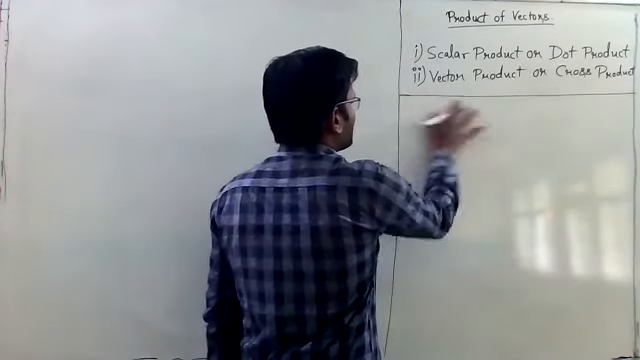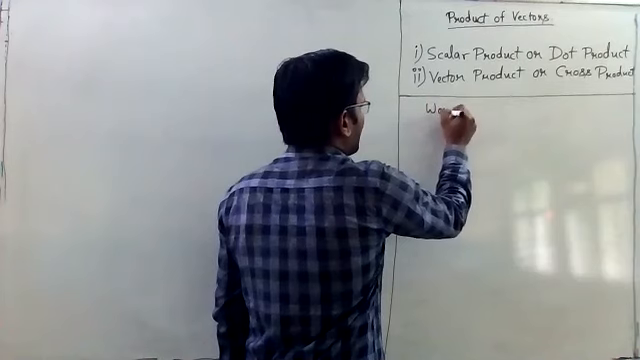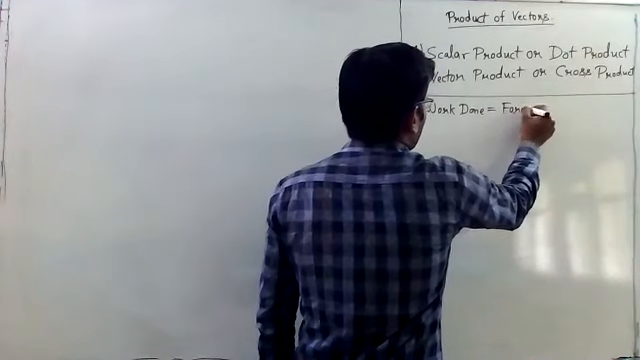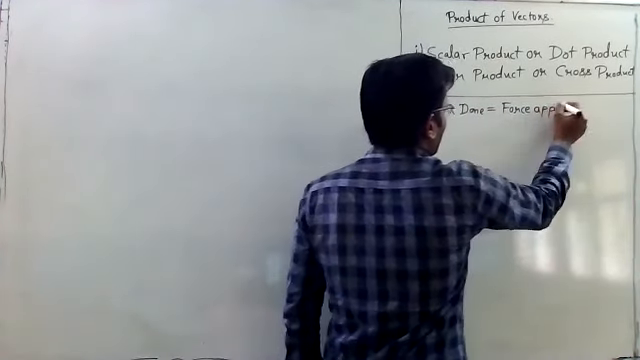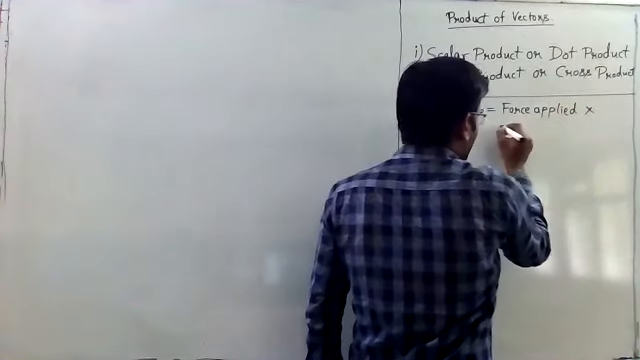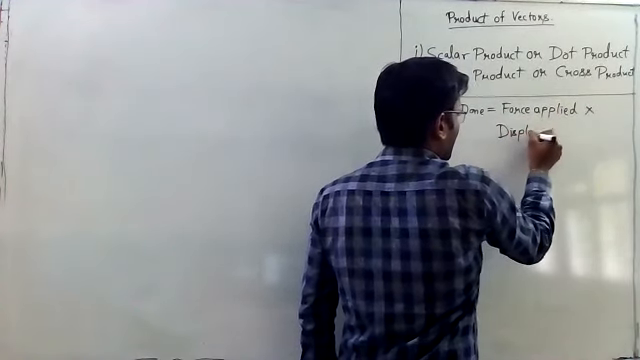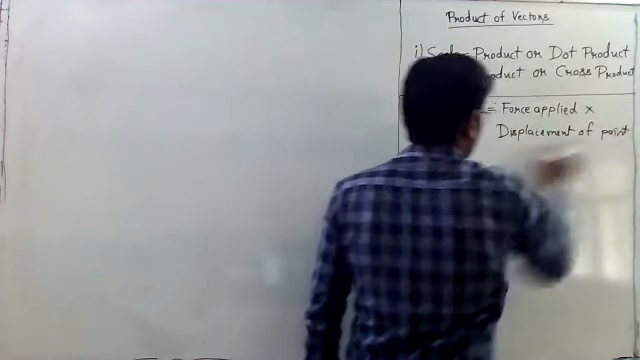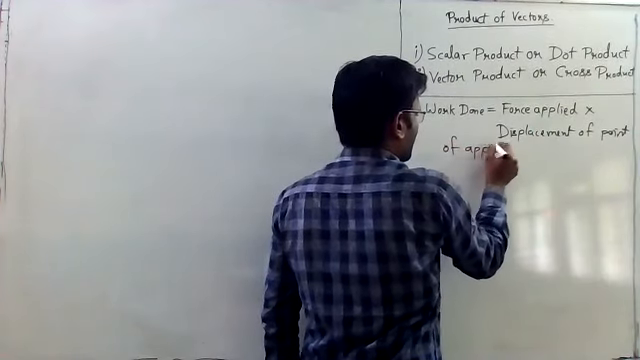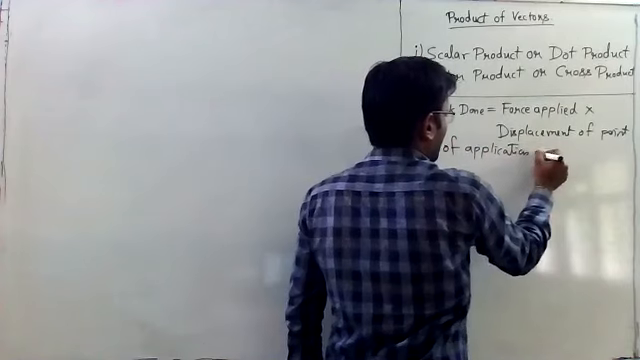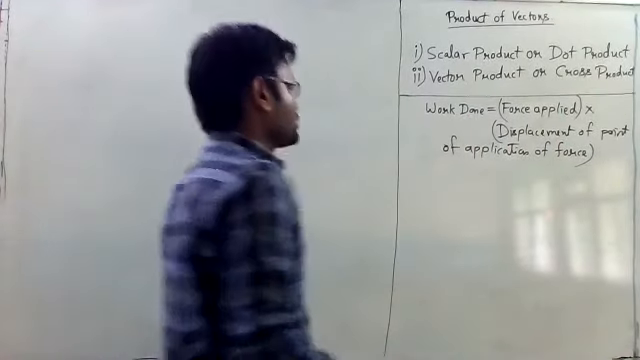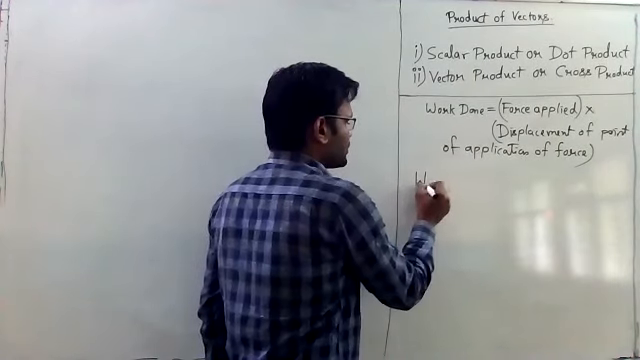So here I am just taking an example: work done equal to force applied into displacement of point of application of force. This is the definition of work, right? Force applied multiplied by displacement of point of application. Now you all have seen this expression of work done.